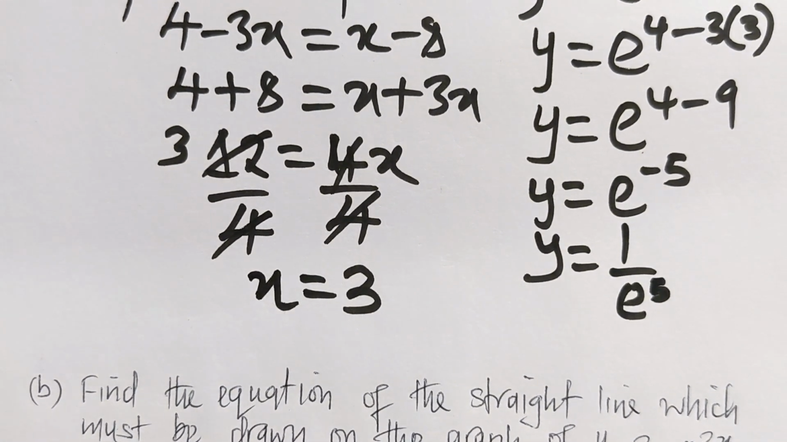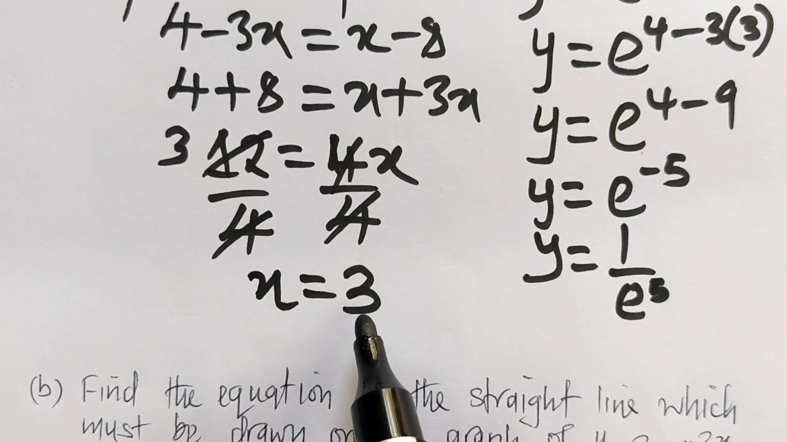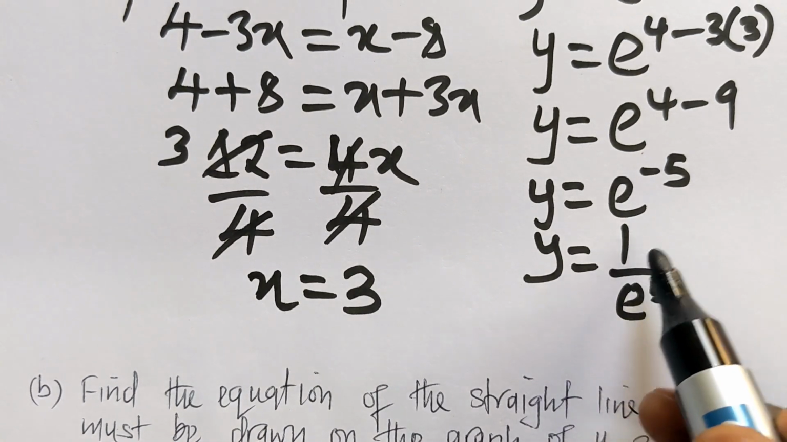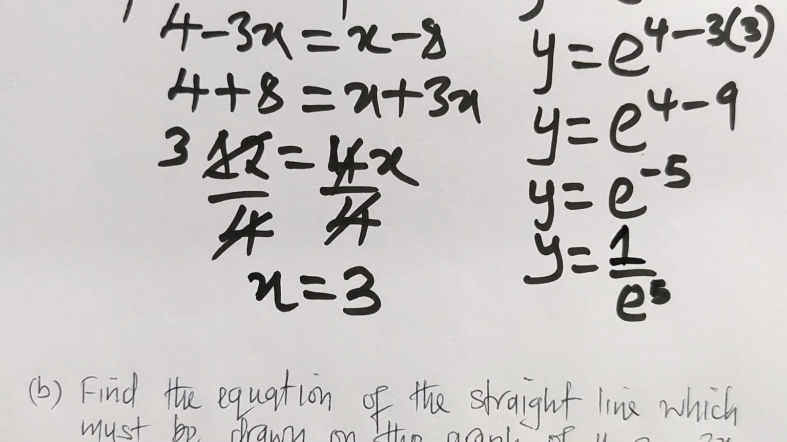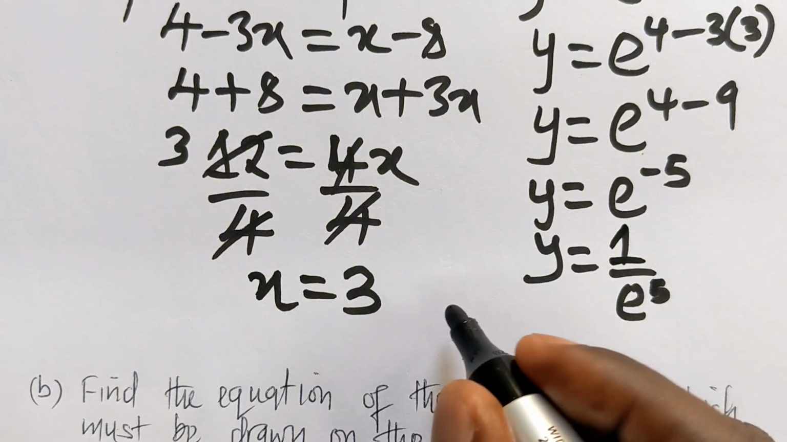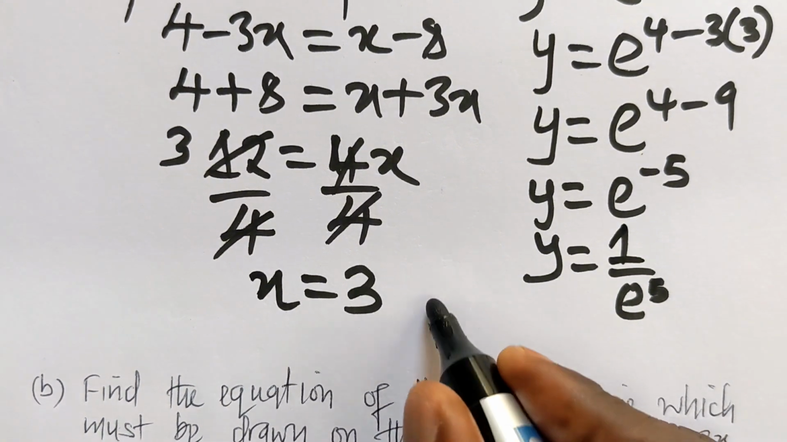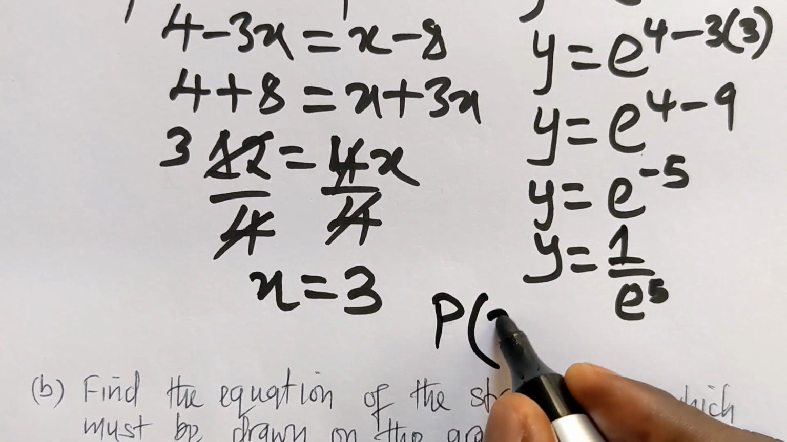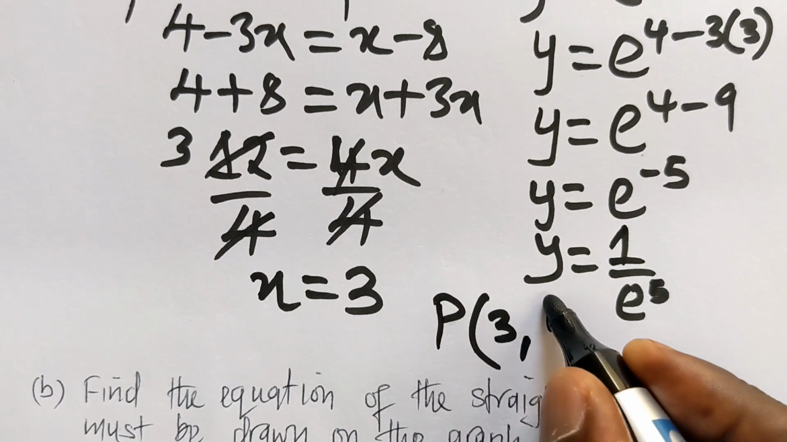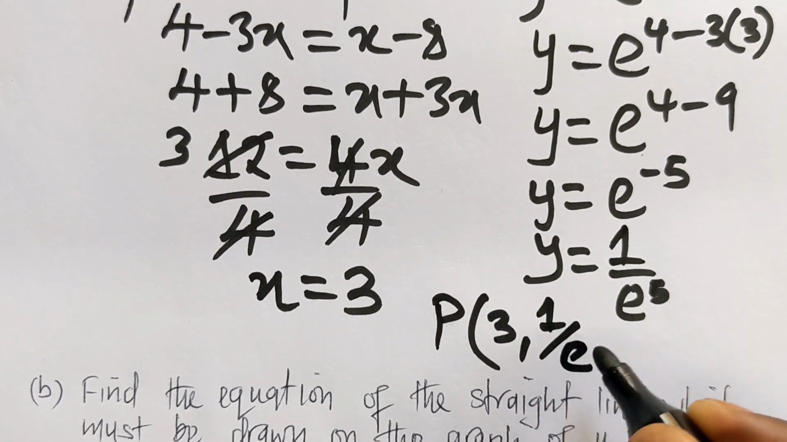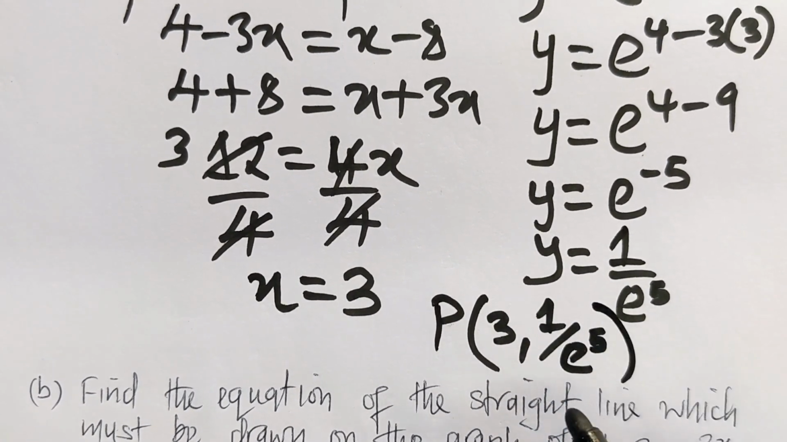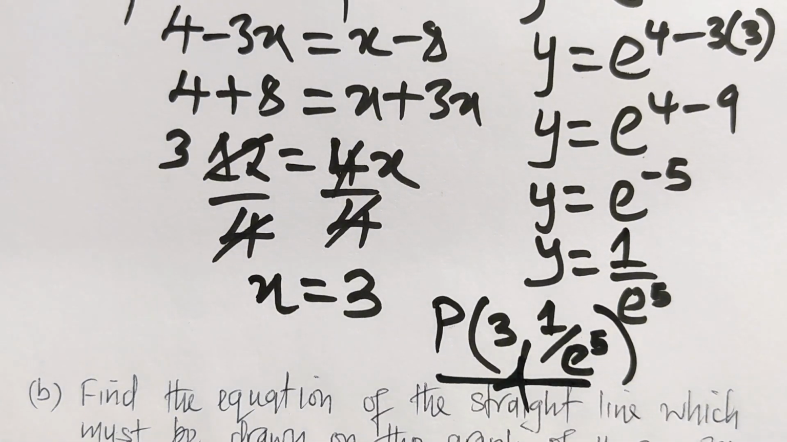So this simply means that our point P is going to have the value of x as 3, and the value of y as 1 over e to the power 5. Writing the point, P is 3, comma, 1 over e to the power 5. So this here is our P.